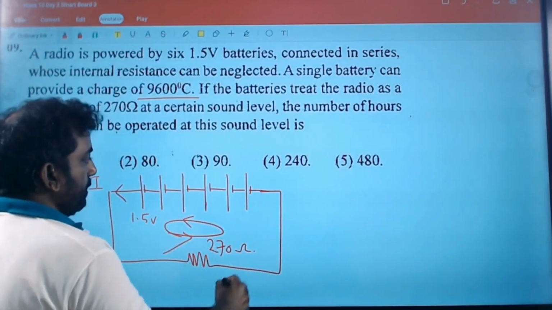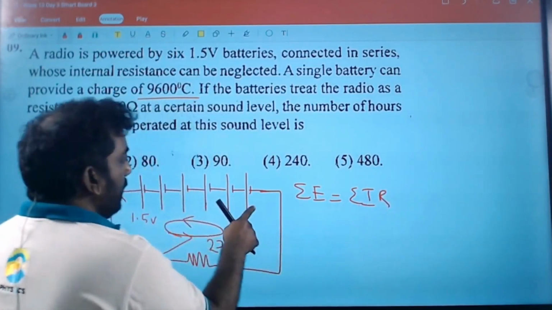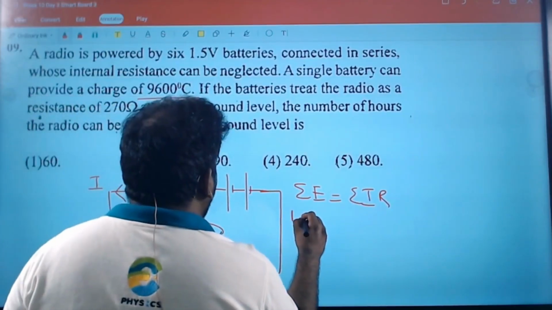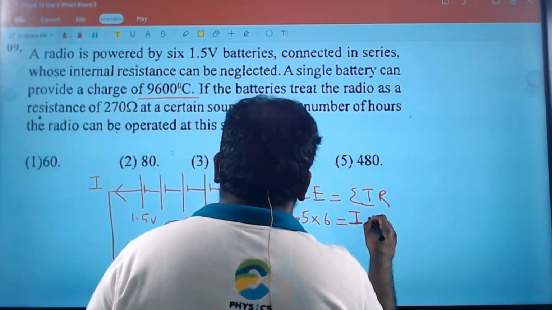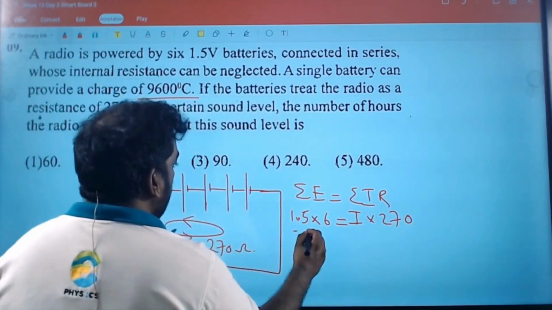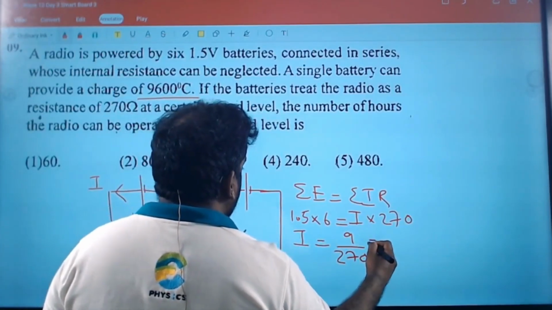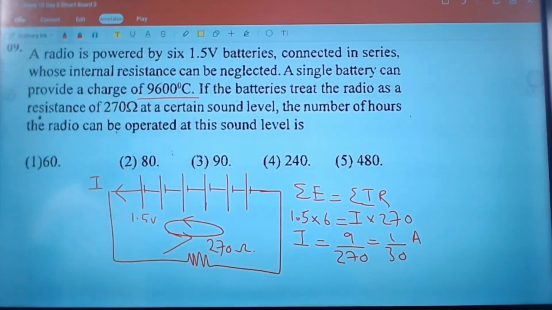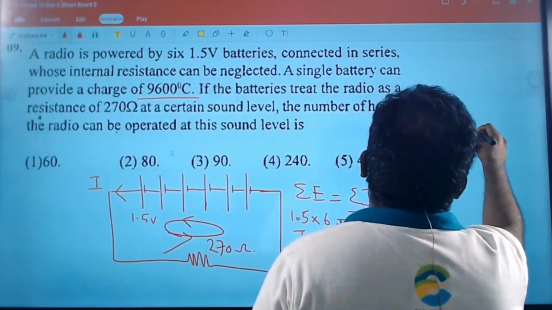Apply Kirchhoff. Sum of EMF equals sum of potential differences. Minus to plus, minus to plus, minus to plus, minus to plus. Add everything up, 1.5 times 6. Current in the circuit, I times 270. I is equal to how much? 9 over 270, 1 over 30 amperes. So, Q is equal to IT.